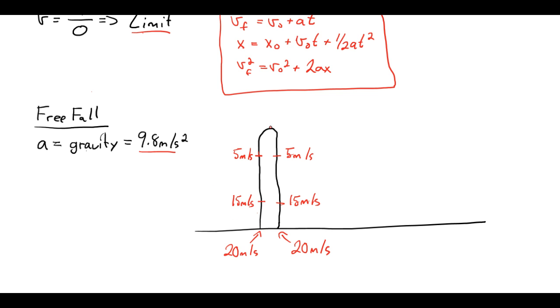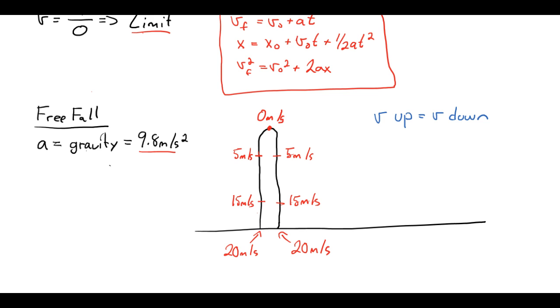And if we continue, we can say at the very, very peak, it'll have a velocity of 0 meters per second. It'll come to a complete stop for a fraction of a second at its highest point before it starts to fall back down and accelerate back towards the ground. Because of this, we can say that our velocity up equals our velocity down.